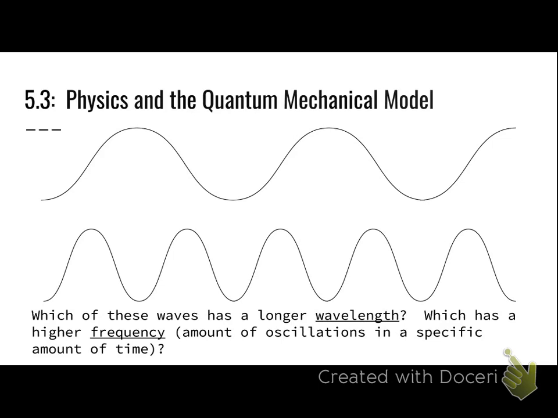In this image, we can see two pictures of waves. There's a question at the bottom of the slide. Which of these waves has a longer wavelength? We can also look at which of these waves has a higher frequency, which means which one oscillates more. An oscillation means how many times the wave will be able to crest or get to the very top of its wave cycle in a specific amount of time.